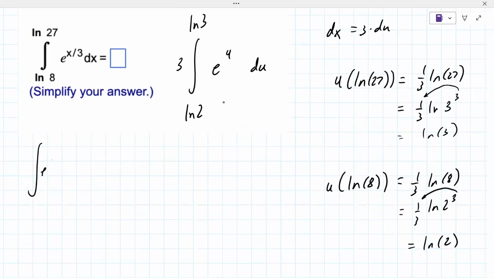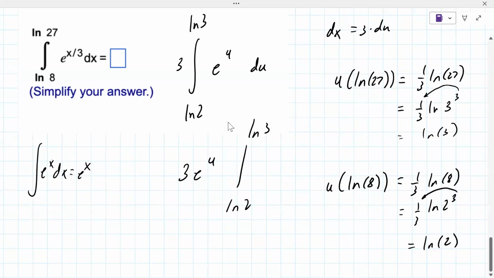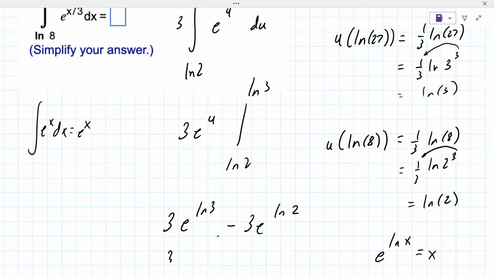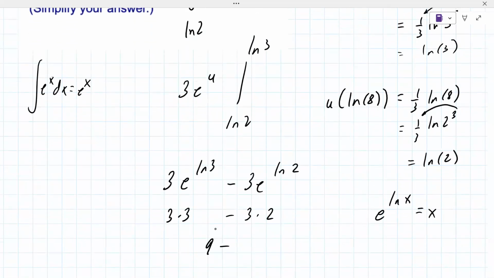If you recall, the integral of e to the x dx is e to the x. So this is 3 e to the u, from natural log of 2 to natural log of 3. And then you put these in. So 3e to the natural log of 3 minus 3e to the natural log of 2. E to the natural log of x cancels, so whatever's inside the natural log is what this becomes. This becomes 3 times 3 minus 3 times 2, 9 minus 6, which equals 3.